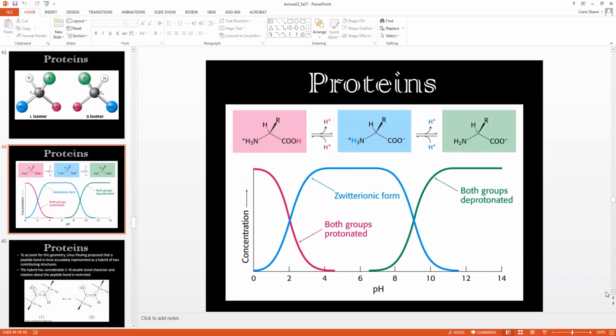So for example, at low pH, I'm going to have a high concentration of what's shown in pink. As my pH creeps towards neutral, I'm going to have a high concentration of the zwitterion. As my pH increases towards basicity, or pH of 14, I'm going to have a high concentration of the structure that's shown in green.